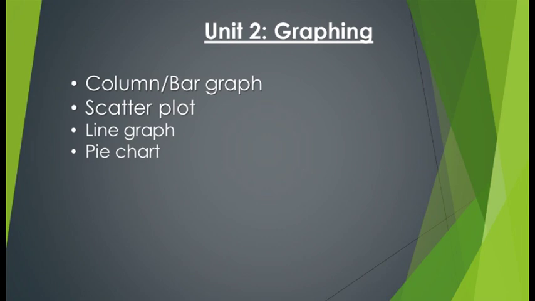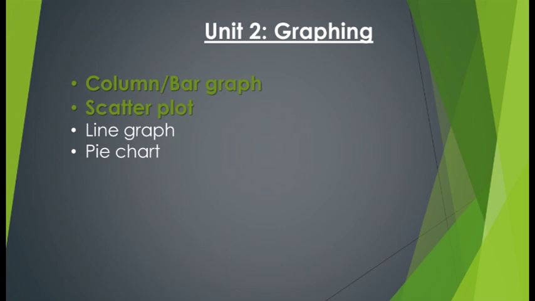All right, on to graphing. There are many types of graphs you can generate. The main ones you'll run across are column or bar graphs, scatter plots, line graphs, and pie charts. We'll cover how to create a bar graph and a scatter plot in this workshop, but you can always play with the others on your own.